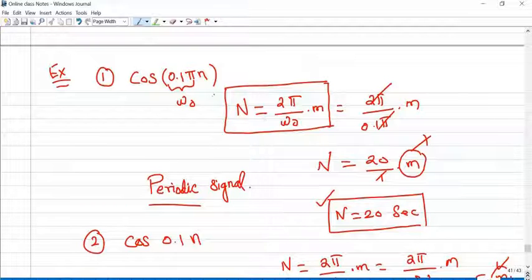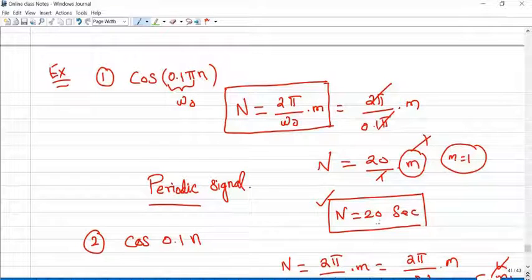Two problems we solved in the previous class, cos 0.1 pi n. So 2 pi by omega naught, 2 pi by 0.1 pi, the pi will be cancelled. 2 divided by 0.1 is 20. We have to select the smallest positive integer value, so in this case I am selecting m equal to 1. So 20, smallest positive integer, 20. So this signal is a periodic signal.